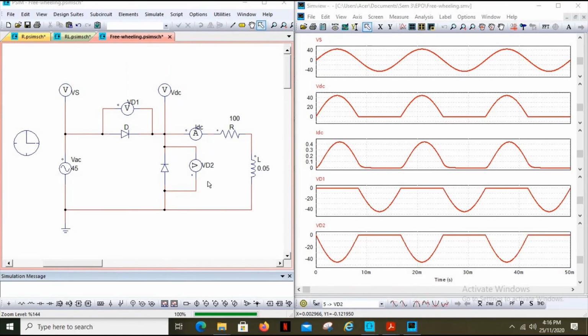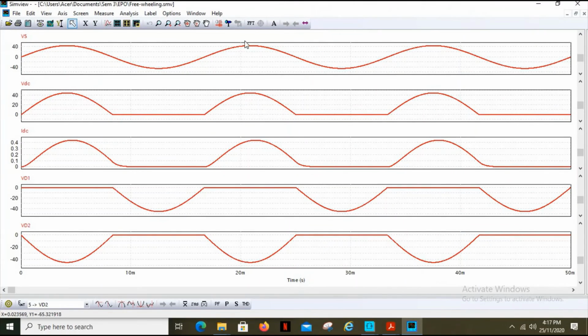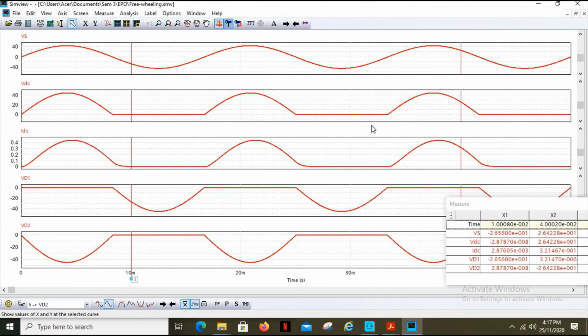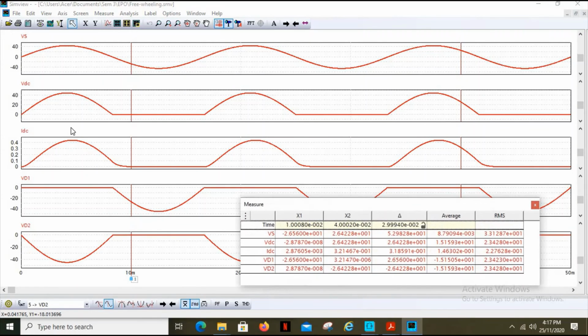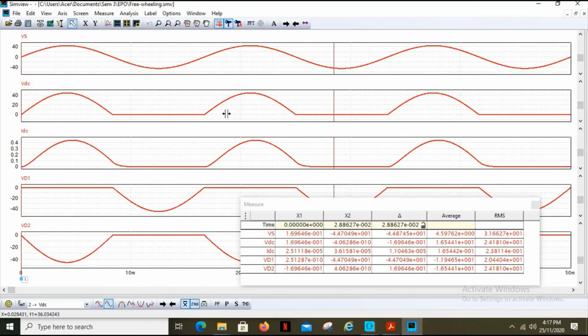That's all. Wait. So for the result, I just press here, and then I move the cursor to calculate for 1 cycle.